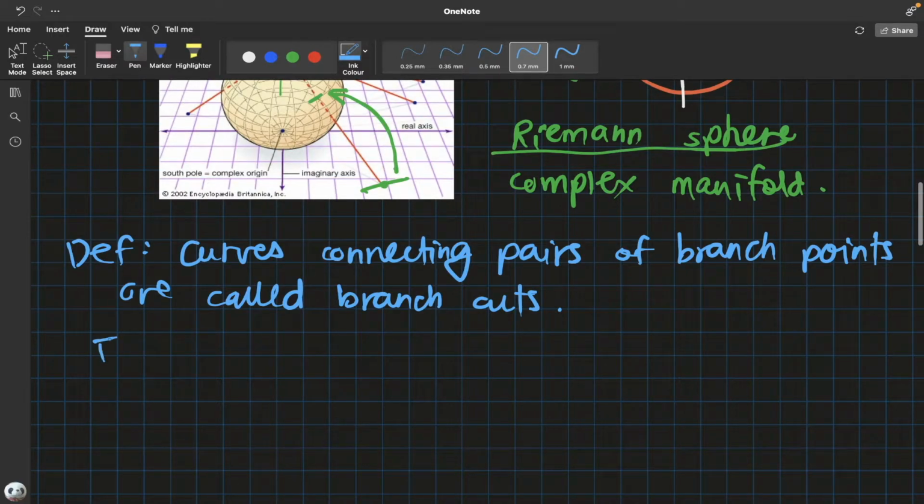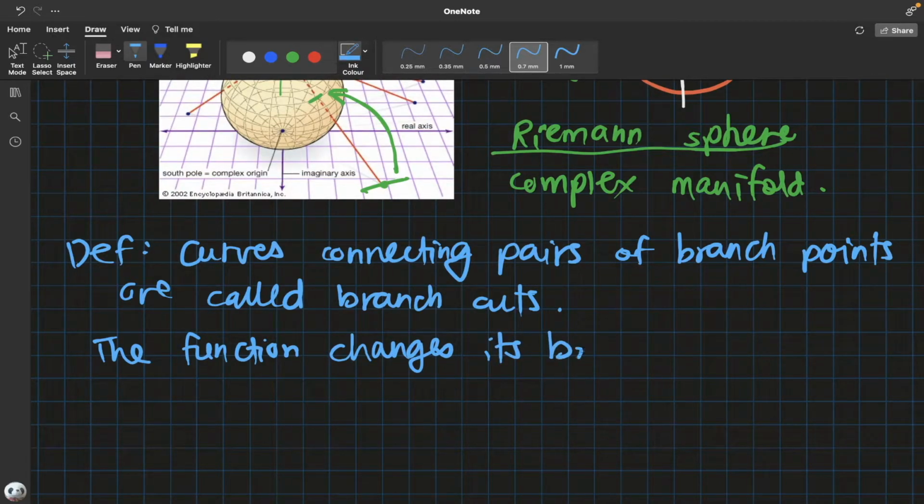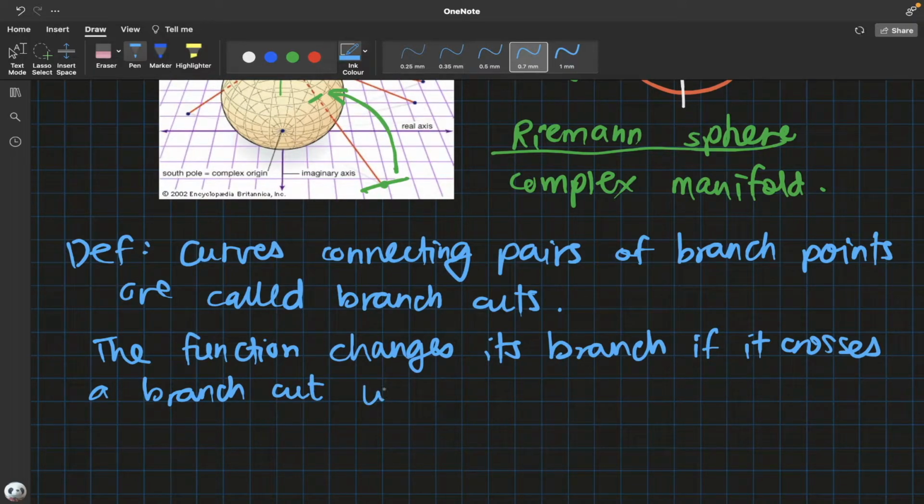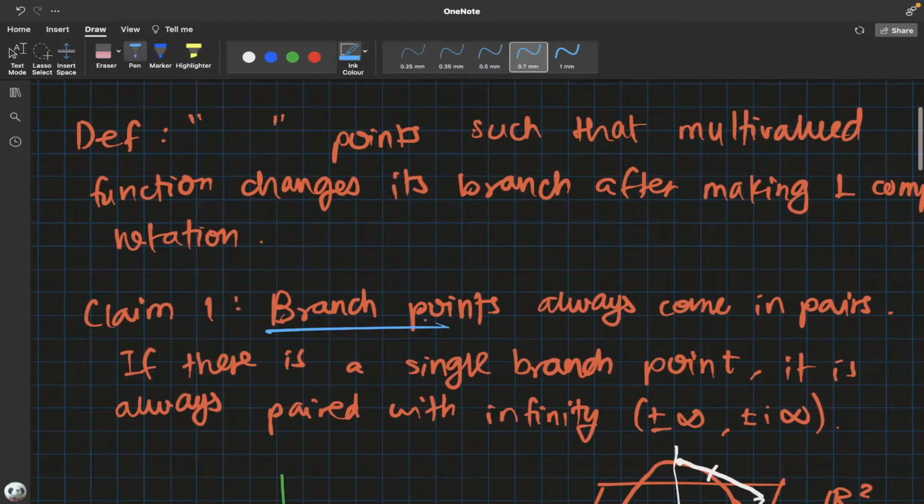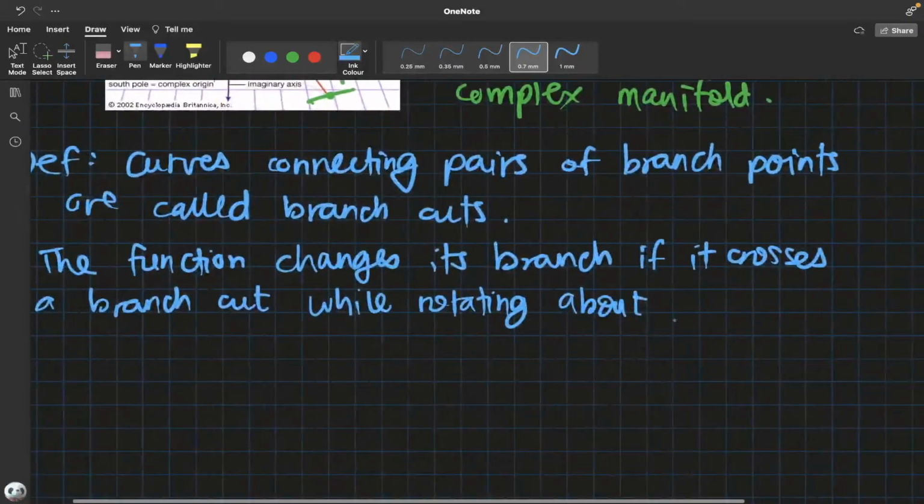So the idea is that the multivalued function changes its branch if it crosses a branch cut while rotating about the specific point, the specific point of rotation being the branch point.